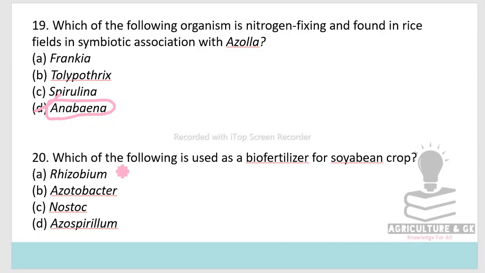Now moving next. Which of the following is used as a biofertilizer for soybean crop? So for the soybean crop, which of these is used as a biofertilizer? Rhizobium, Azotobacter, Nostoc, Azospirillum. So Rhizobium is used as a biofertilizer for soybean crop. So our answer will be option A.